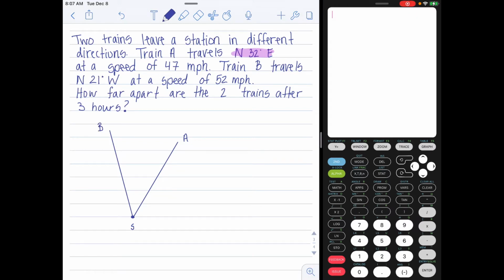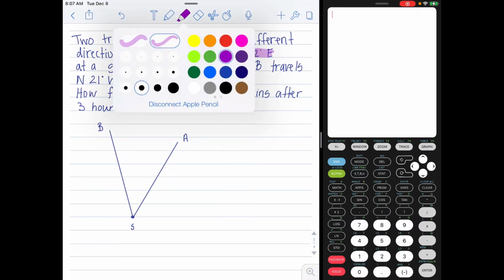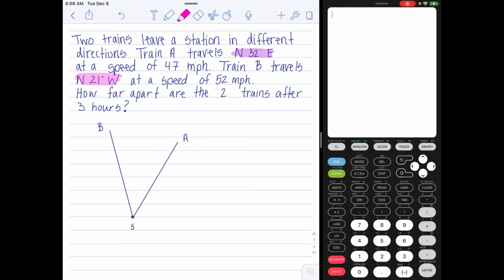at 21, okay? The directions that they gave us were in bearings. So bearings, remember, have to come from a pole. So right away from the station, I'm going to draw in these poles. All right, so now I'm going to draw in the degrees. The northeast one was a 32, and the other northwest was a 21.